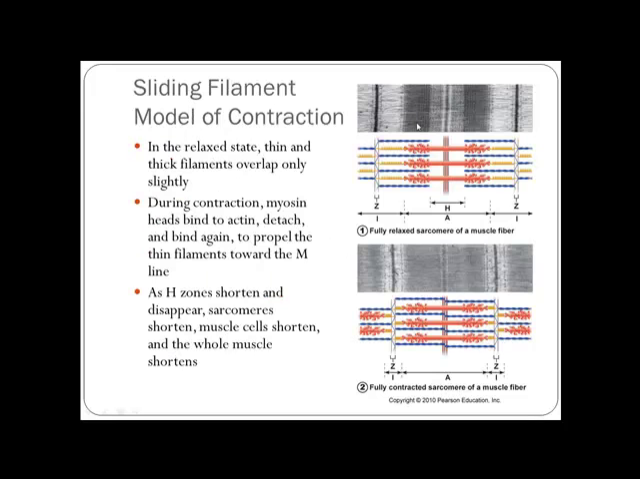Alright, here's our sliding filament theory. It's basically that the actin will move about the myosin. So if you go from here to here, the actin will move towards that H zone. Actin moves towards the H zone. The myosin stays put. The H zone will shorten or even disappear.